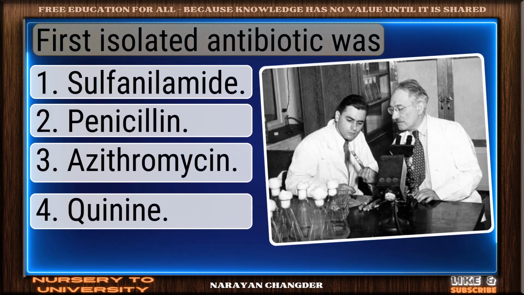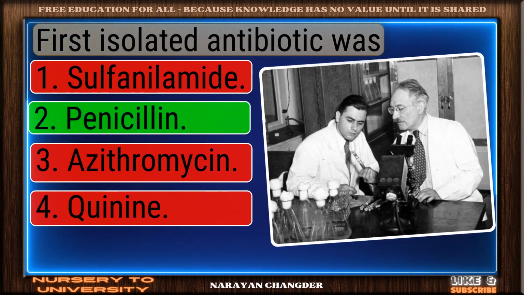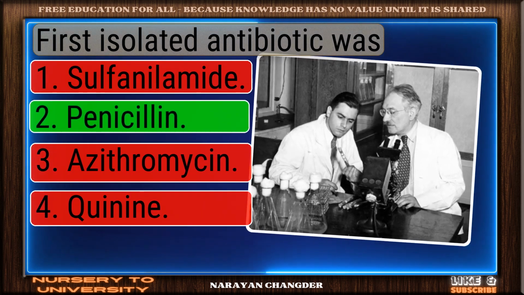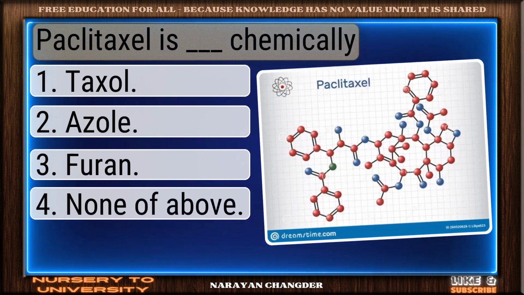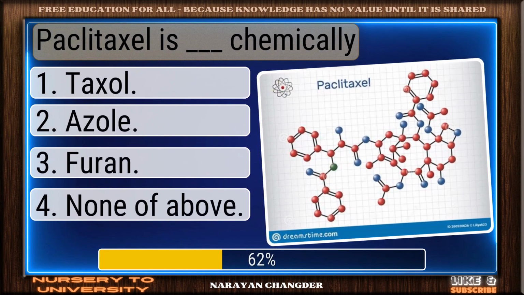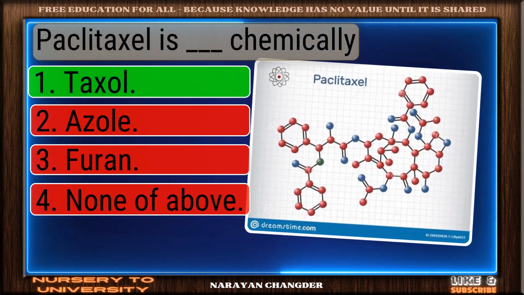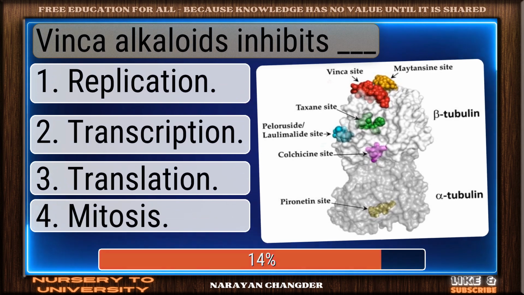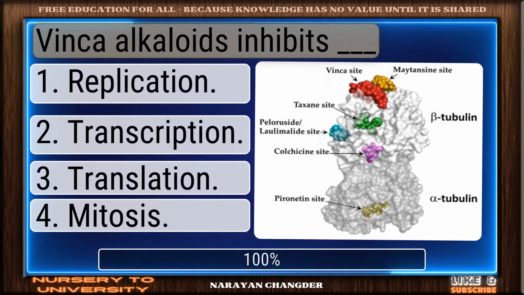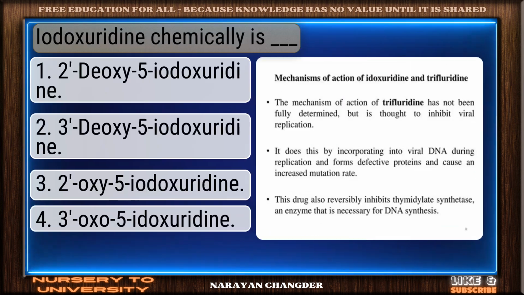First isolated antibiotic was. Correct response. Penicillin is the most accurate answer. Paclitaxel is dash chemically. Good thinking. Taxol is the right answer. Vinca alkaloids inhibits dash. Correct. Mitosis is the right answer.